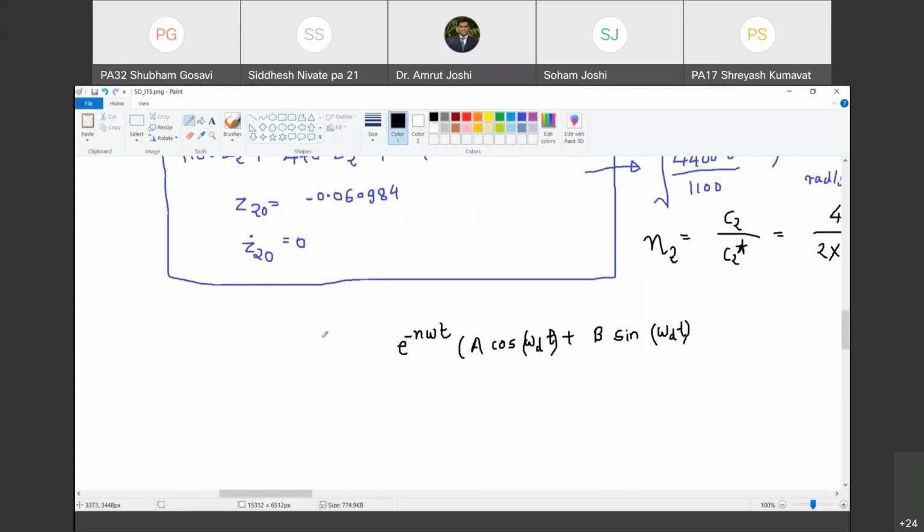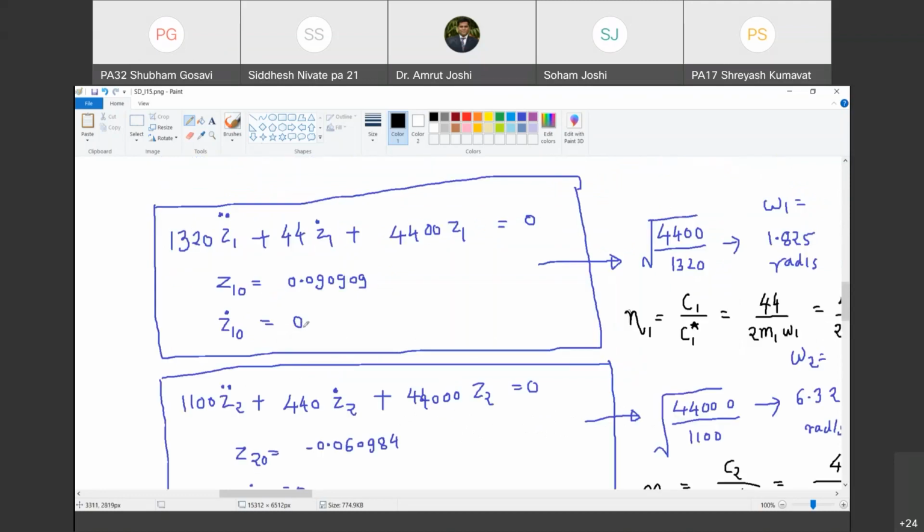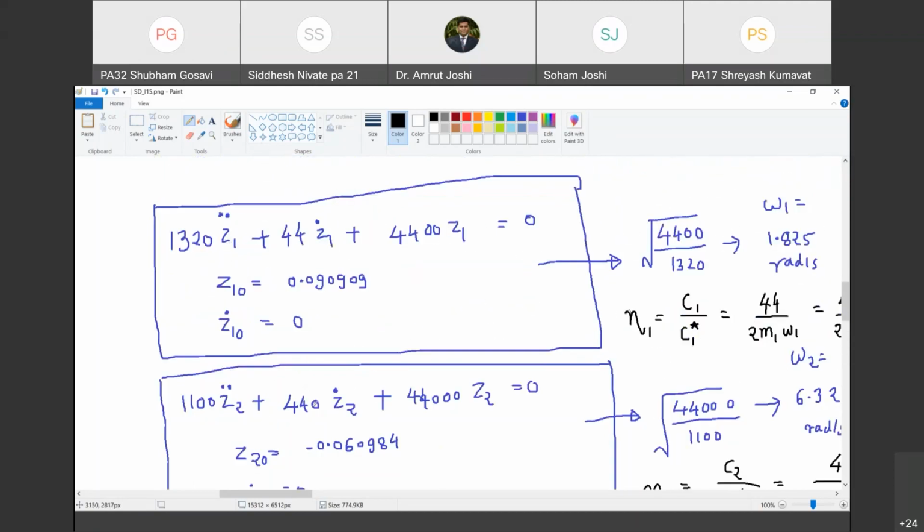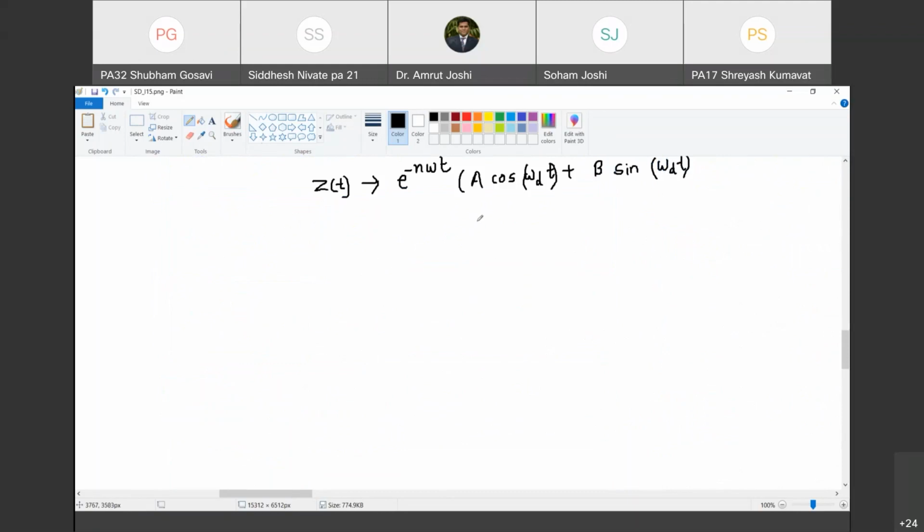अब हम क्या करेंगे? This is the general solution u of t. Now I will call it z of t. Are you with me? Yes, sir. And now we are going to obtain z1 of t and z2 of t. Happy?